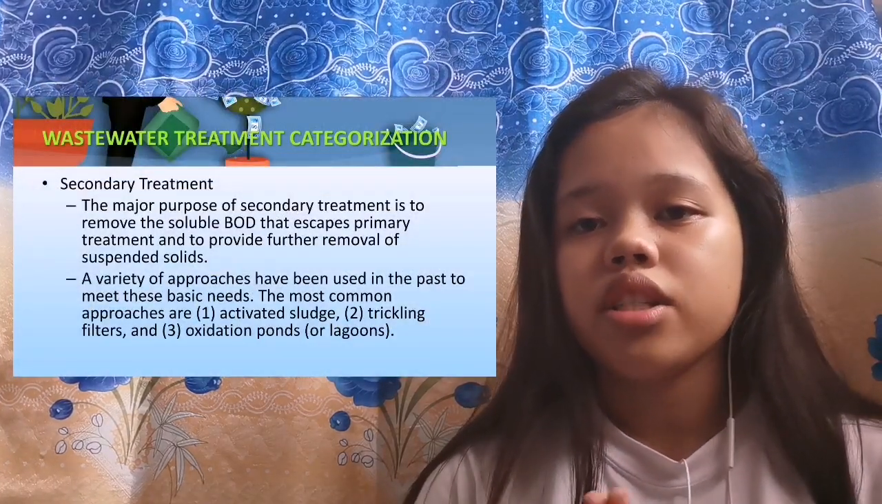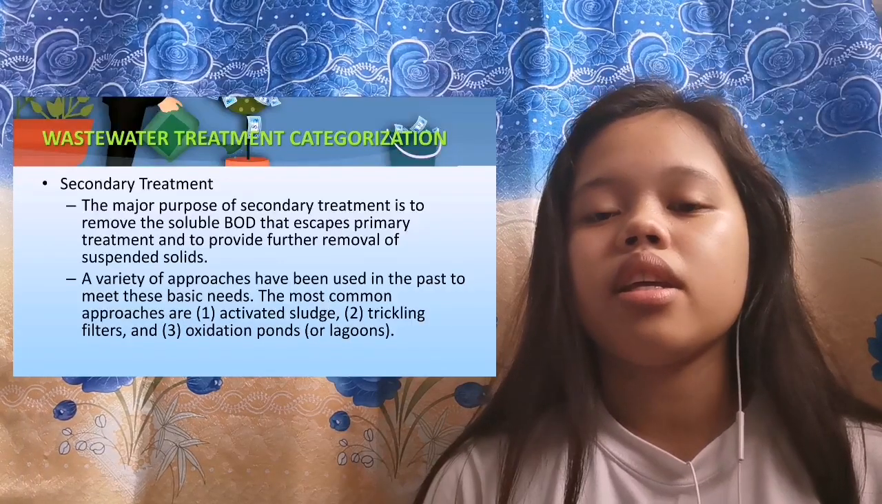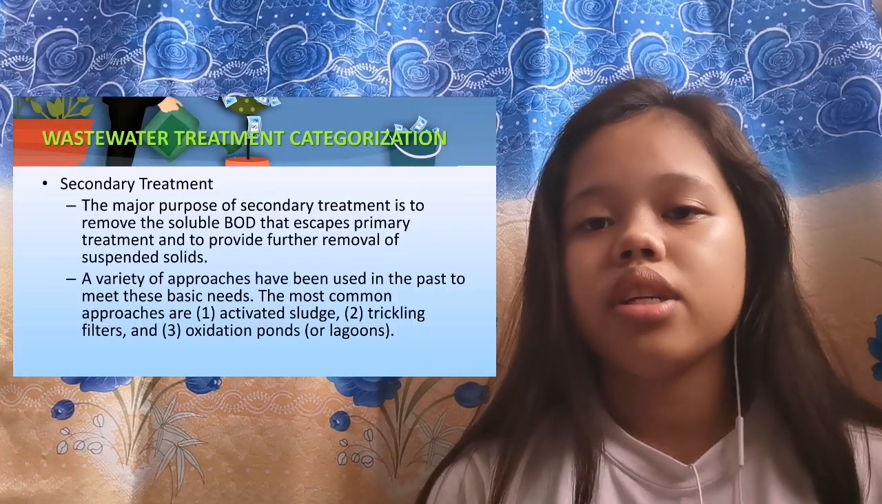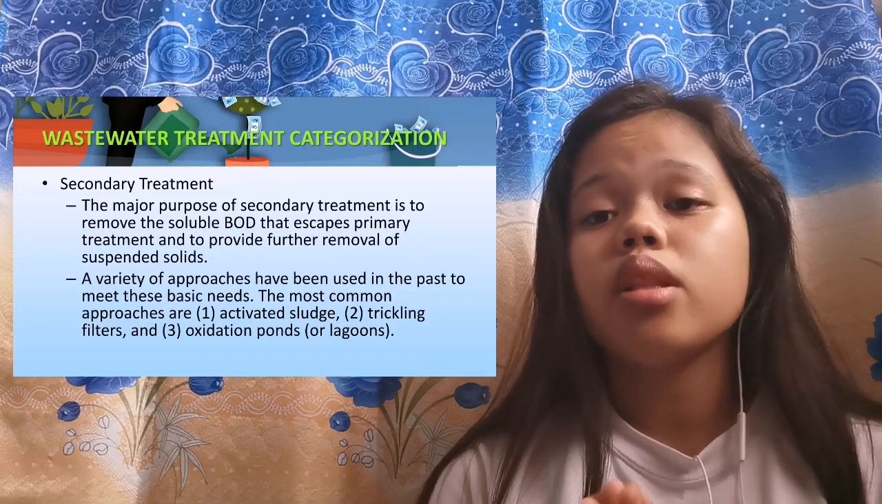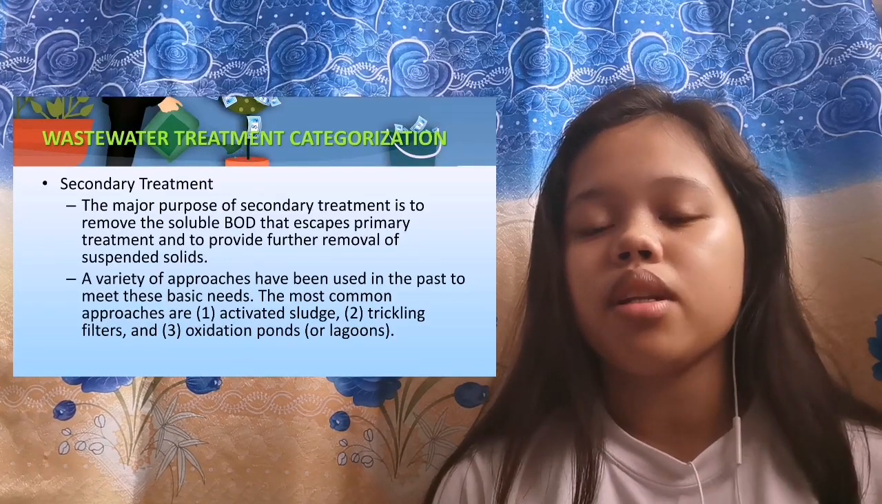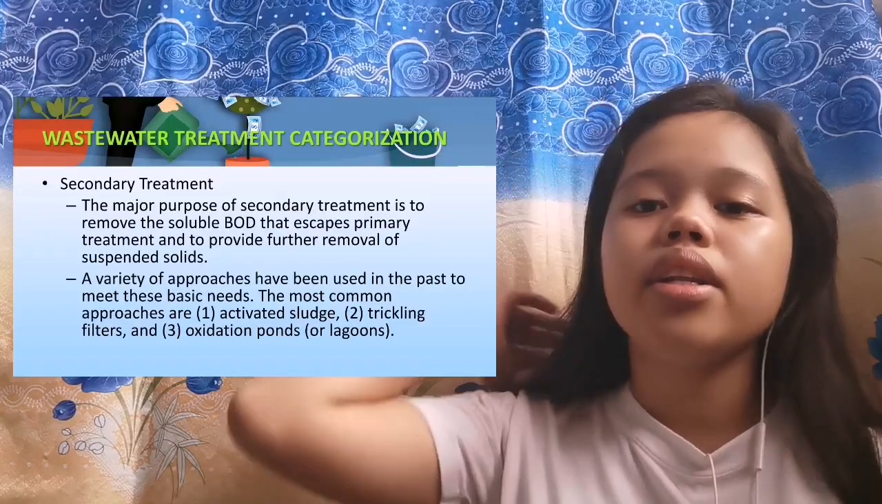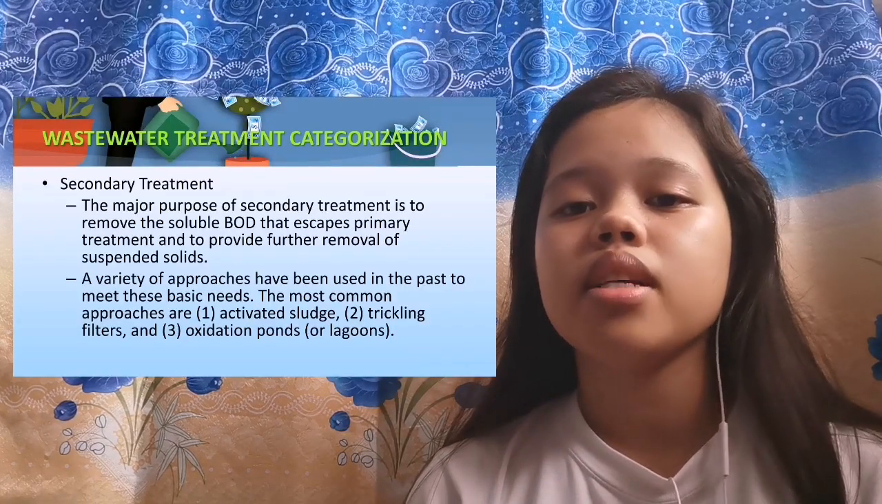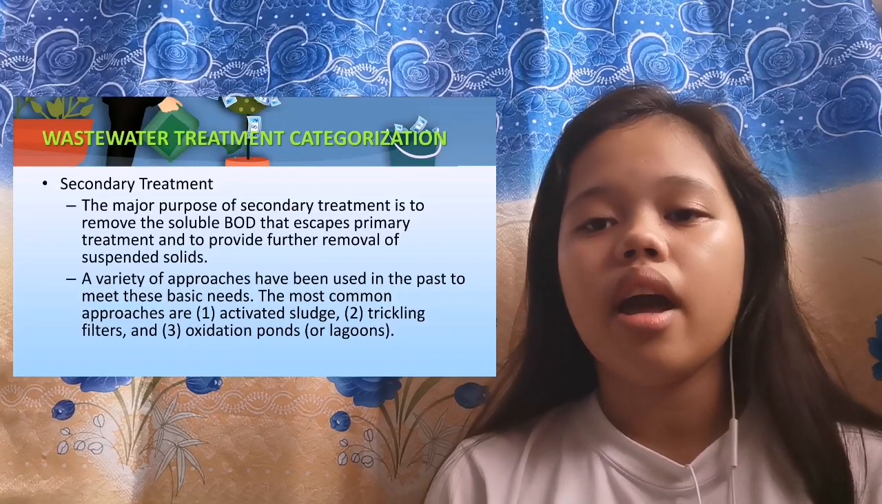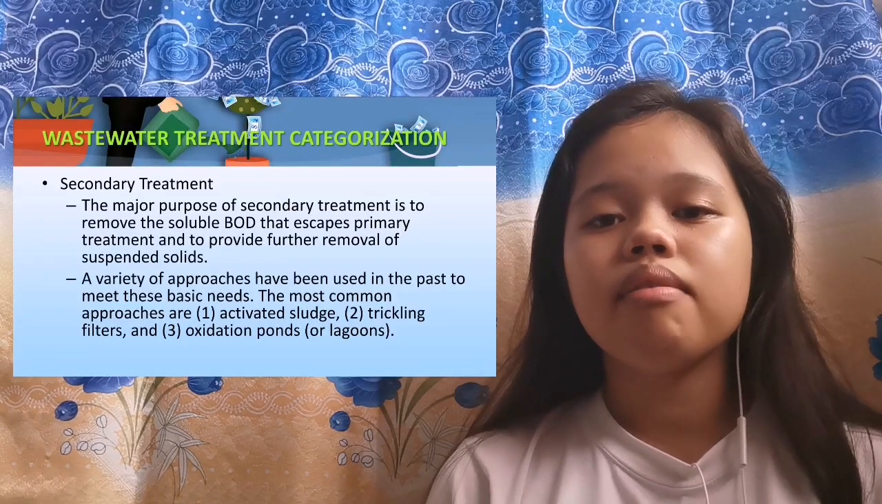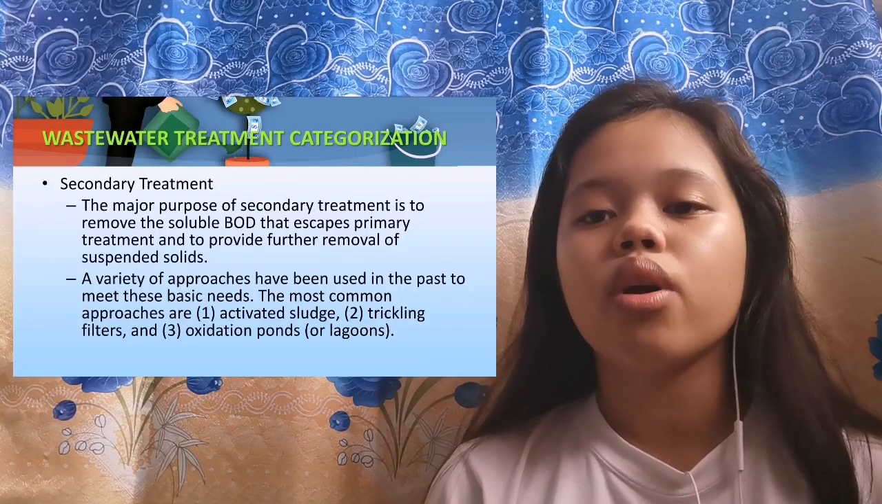Wastewater treatment categorization. Secondary treatment. The major purpose of secondary treatment is to remove the soluble BOD that escapes primary treatment and to provide further removal of suspended solids. A variety of approaches have been used in the past to meet these basic needs. The most common approaches are activated sludge, trickling filters, and oxidation ponds or lagoons.